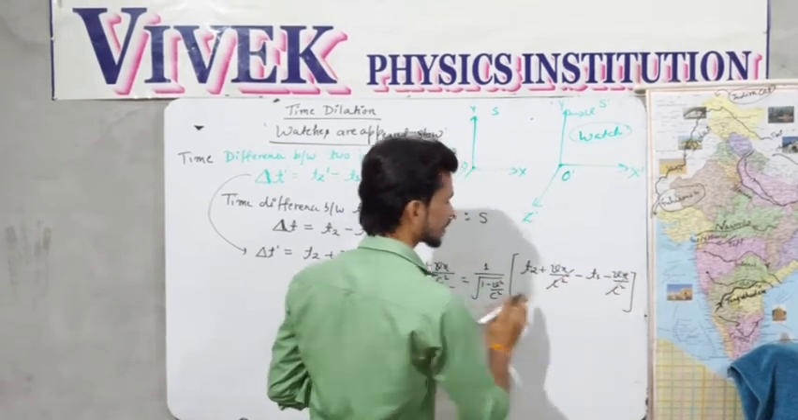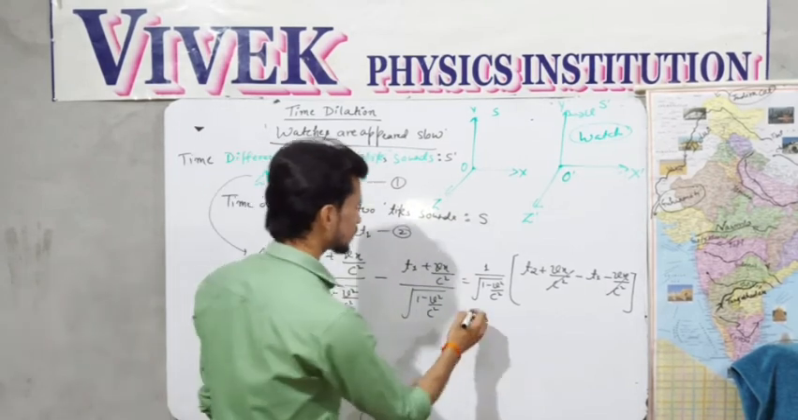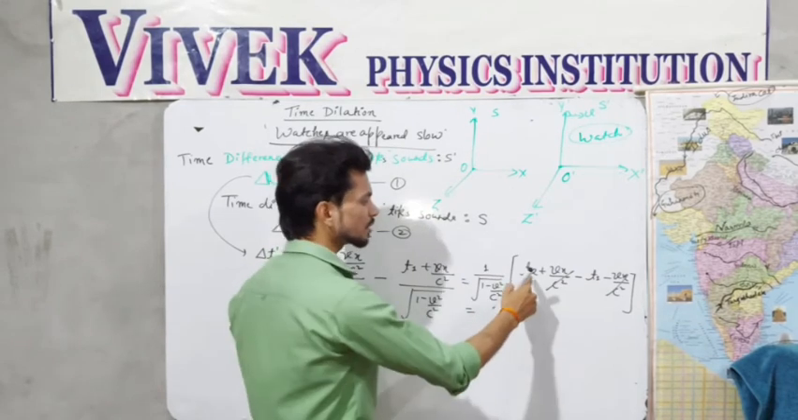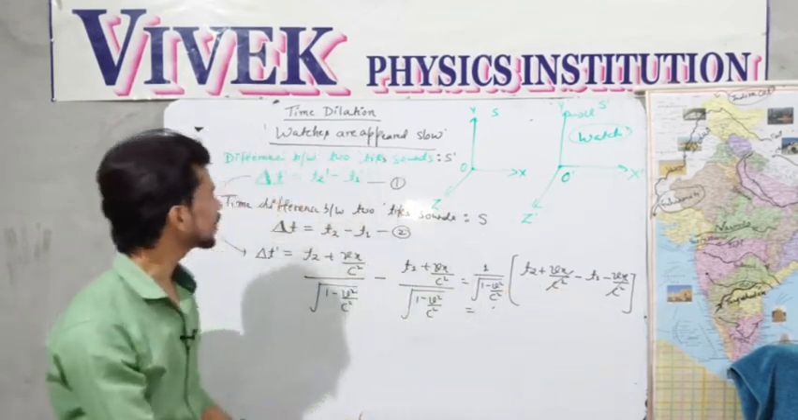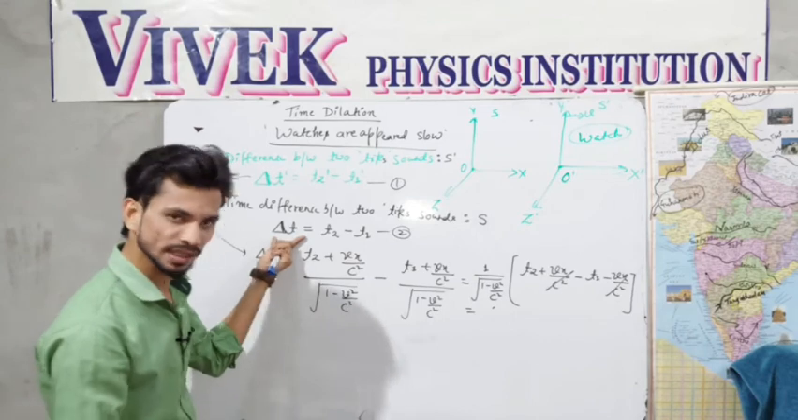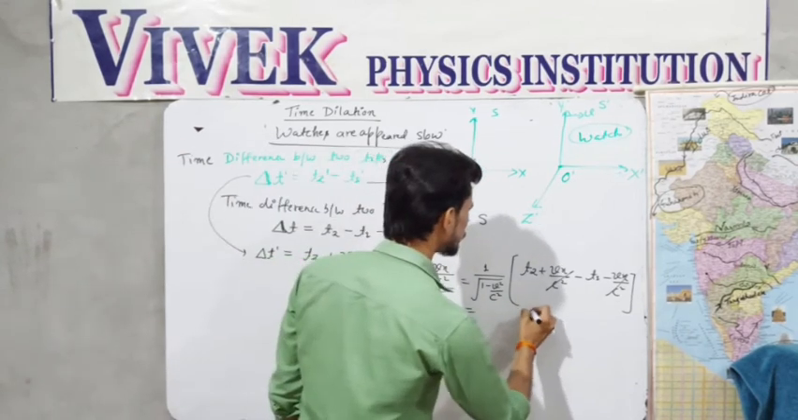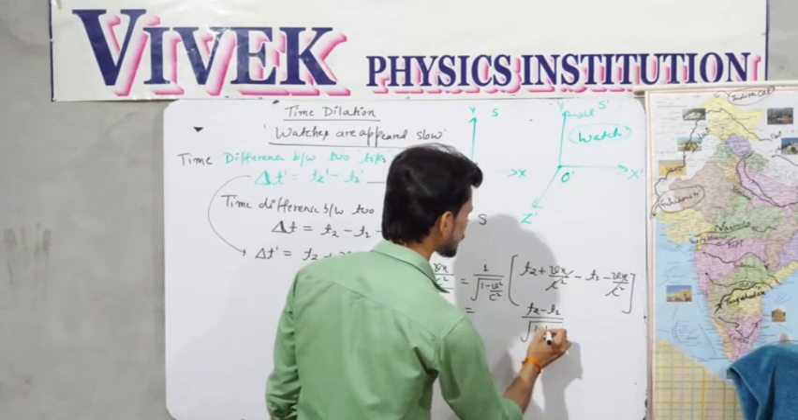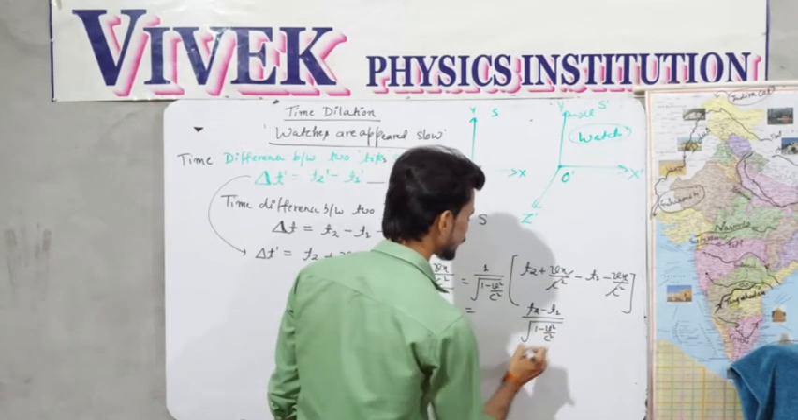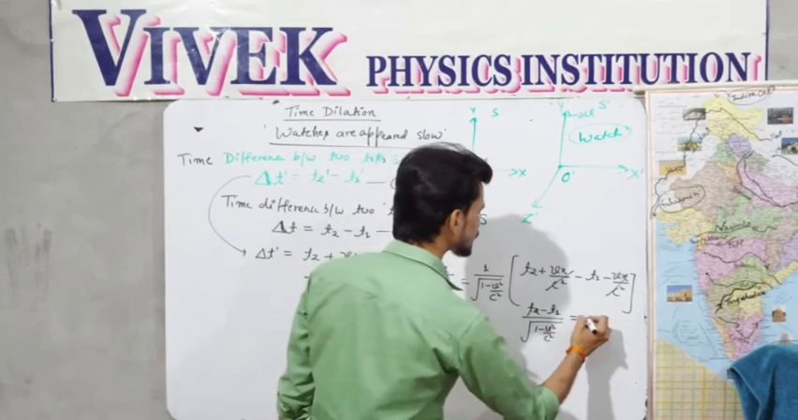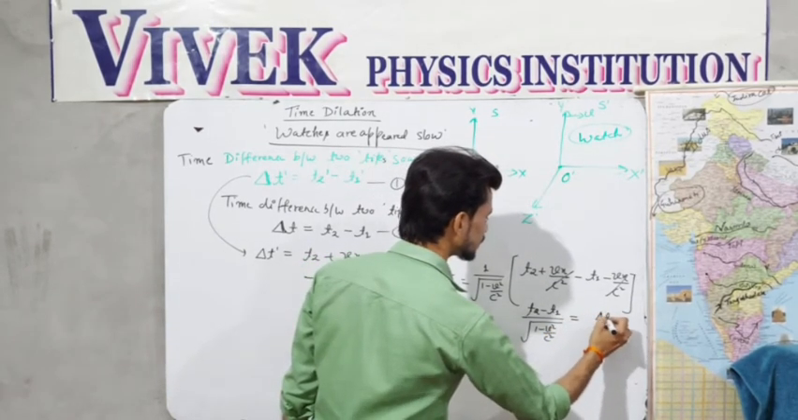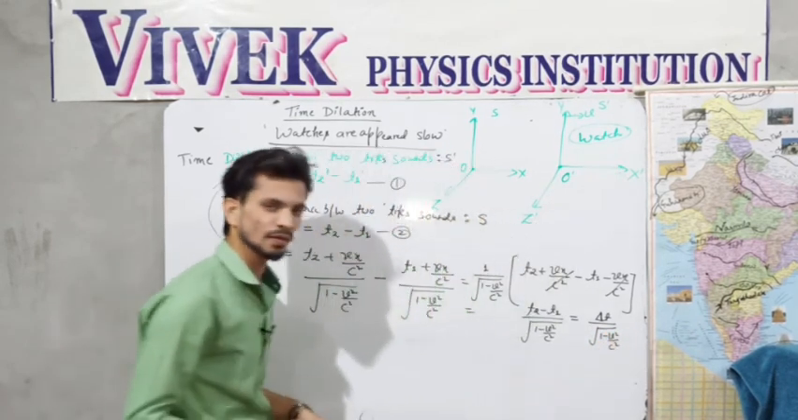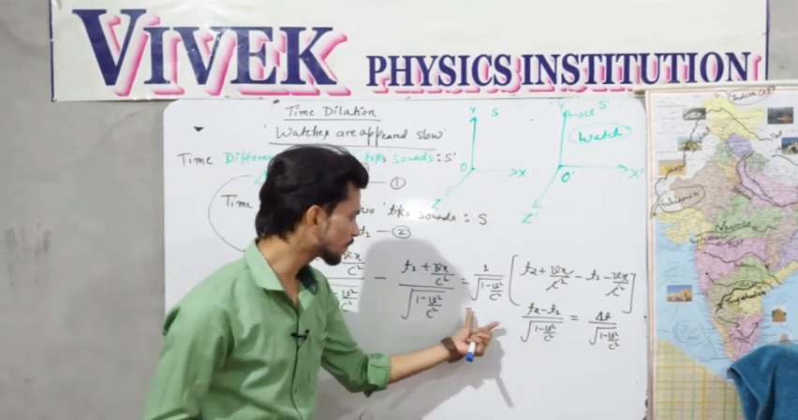This quotient is cancelled by this quotient. The rest term is t2 minus t1. From equation 2, this t2 minus t1 is going to equal delta t. So this will be t2 minus t1 divided by under root 1 minus v square upon c square, or this will be delta t divided by under root 1 minus v square upon c square here. This is going to equal what?